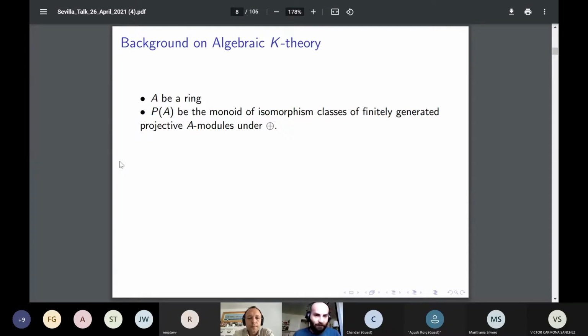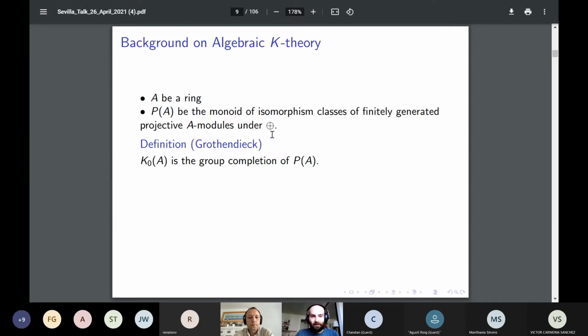Okay, so to start with, the first definition of the degree zero algebraic K-theory group. Let A be a ring. PA here will denote the monoid of isomorphism classes of finitely generated projective A modules, which becomes a monoid under direct sum of finitely generated projective A modules. So you take this monoid, and Grothendieck defines the degree zero algebraic K-theory group of a ring to be the group completion of this monoid.